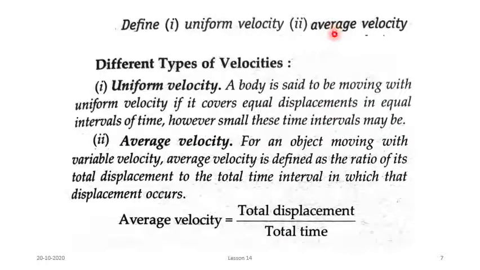Next, average velocity. Average velocity for an object moving with a variable velocity. Average velocity is defined as the ratio of its total displacement to the total time interval in which the displacement occurs. Average velocity means total displacement. You have to sum up all the displacements and divide it by total time taken. Fine. So it will be more clear if you solve this example.